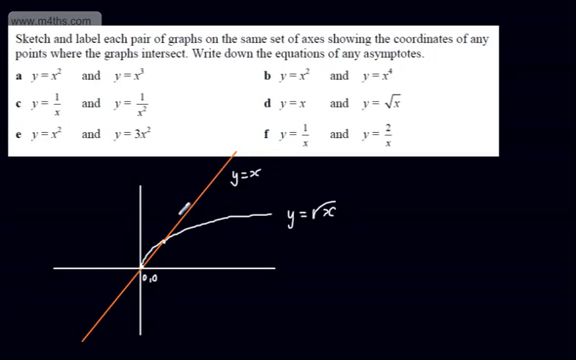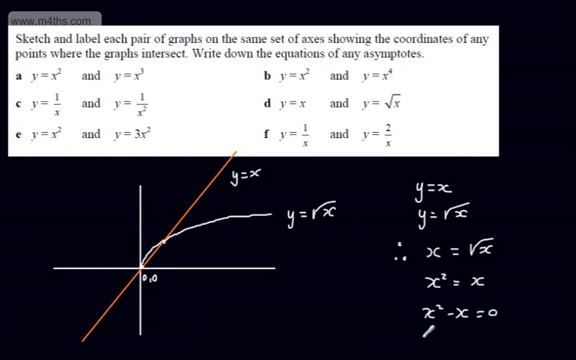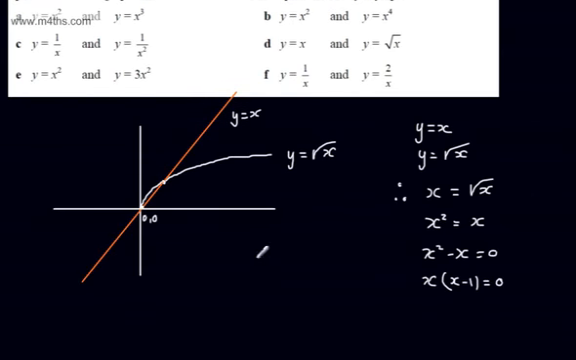We could probably tell what that number is going to be, but let's just show this is the case. If y is equal to x and y is equal to the square root of x, therefore x will be equal to root x. I'm going to square both sides. x squared is equal to x. Subtracting x from both sides, x squared minus x is 0. x times x minus 1 is equal to 0. So we can see that this point right here, we've got either x is equal to 0, which corresponds to the origin, and then the other one, x would be equal to 1.